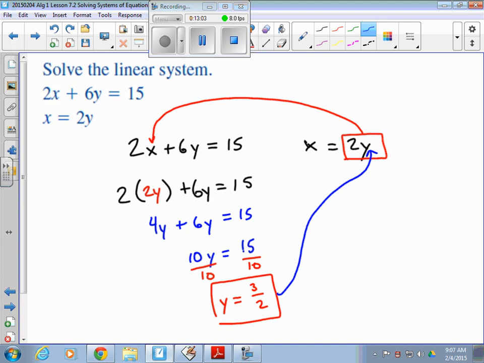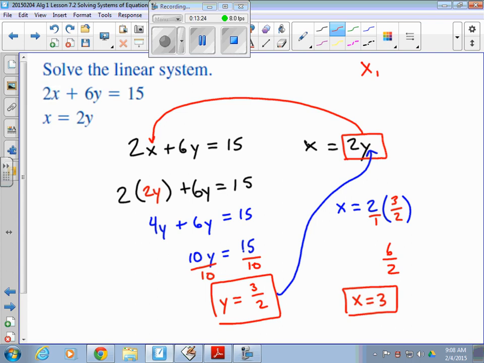So x is equal to 2 times our new value for y, which is 3 over 2. When you multiply straight across, 2 times 3 is 6, 1 times 2 is 2. So x is 6 divided by 2, which is 3. Now you have an x and a y value. X comma y would be 3 comma 3 over 2 as your ordered pair. So this would be your solution.